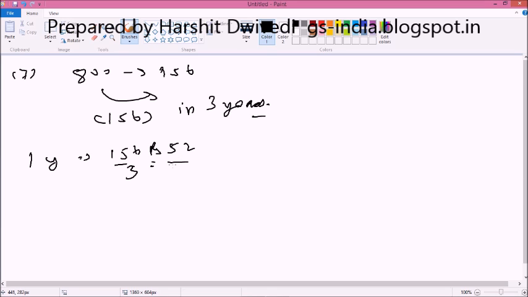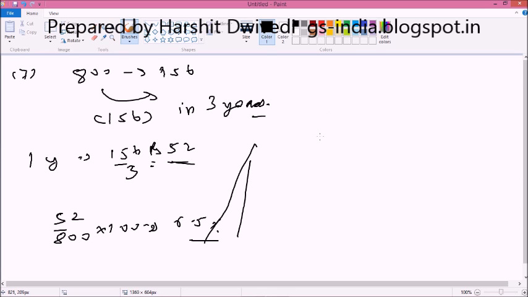Okay. Now, if the rate of interest is increased by 4%, so in 1 year the simple interest is 52 rupees. So for 1 year the interest is 52. Now I am doing it directly, 52 upon 800 into 100. You will get 6.5%. This is for 1 year, in the original case, 6.5%. Now in the second case, if the rate of interest is increased by 4%, we will get 10.5%.